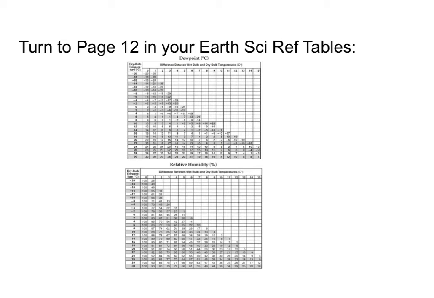And on this page, the top table is the dew point chart. It even tells you that right here up at the top. And the bottom chart is the relative humidity chart. So this is your relative humidity chart. And these work exactly the same way. It's just that the dew point tells you what that dew point temperature is in degrees Celsius. It even gives you the units there. And the relative humidity chart tells you what the humidity is in percent. And it tells you the units right there as well.